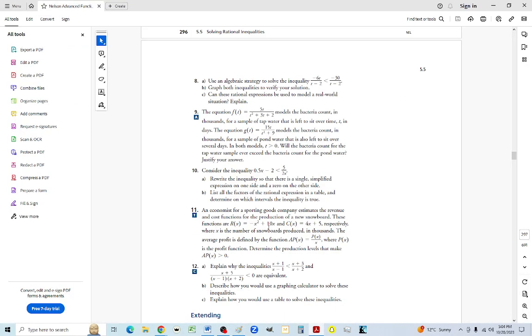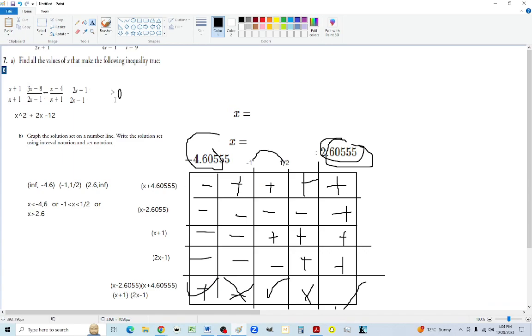Use the graphing technology, verify your answer. Can these rational expressions be used to model real world situations? Almost always yes to C. The equation models the bacterial count in sampled pond water. So we'll see which one passes which. We'll try a couple of these, do 8 and 9.